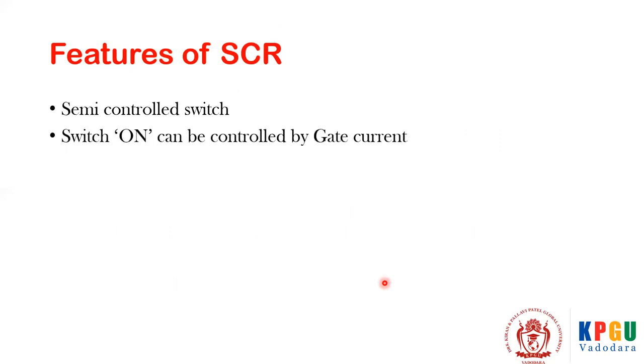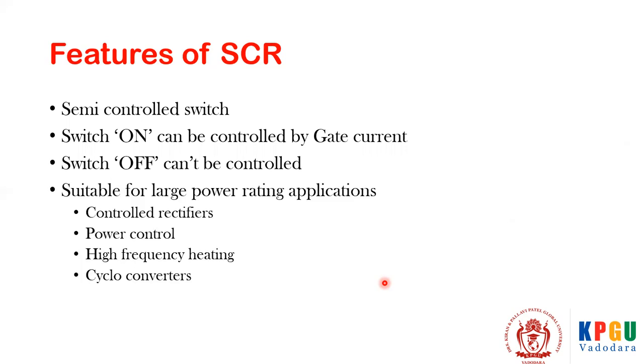Now, in short, what are the features of SCR? It's a semi-controlled switch. Only turn-on operation can be controlled. It is unidirectional. Current can flow in only one direction, from anode to cathode. Reverse direction current can never flow in SCR. Switch-on can be controlled by gate current. Switch-off can't be controlled. Of course, special circuits are required, but just by removing the gate signal, you cannot switch it off.